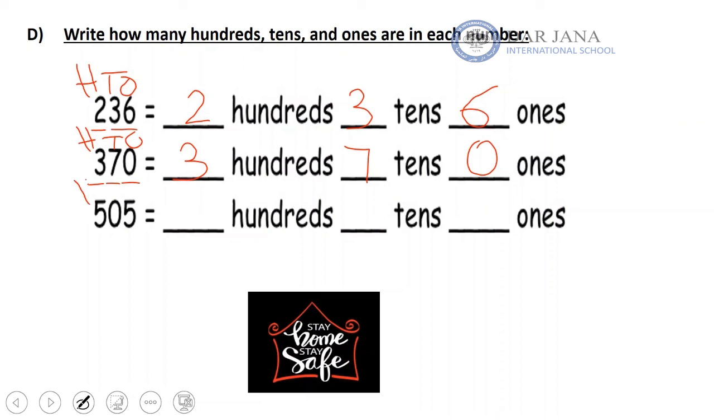Last one. Hundreds, tens, and ones. How many hundreds do you have? Yes, 5. How many tens? 0. How many ones? 5.